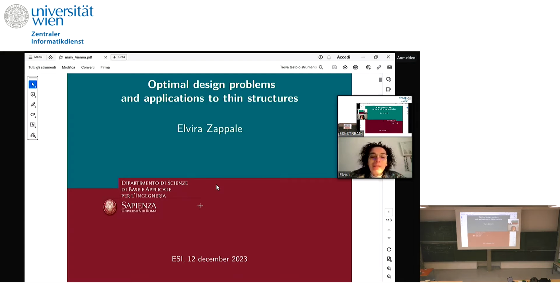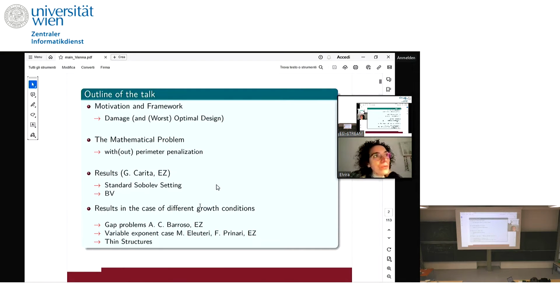Okay, well, so essentially I'm going to introduce first some motivation for this mostly mathematical analysis. And then I will present essentially the results. I will start from the results that I have obtained with Grasa Carita a few years ago, because I think that they are propedeutical to let you understand my more recent contributions related to some results where there are different growth. And those latter results have been obtained, some in collaboration with Cristina Barroso from the University of Lisbon, and the others with Michele Leoteri in University of Modena and Reggio Emilia, and Francesca Prinari at University of Pisa.